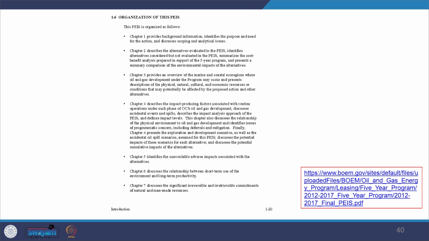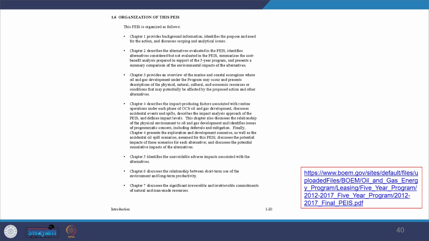Then we see chapter 2 describes alternatives evaluated for this impact statement, so all the alternatives which are considered. Then chapter 3 provides an overview of marine and coastal ecoregions. So what are the different regions, and then what are the physical, natural, cultural, and economic resources or conditions which can be potentially affected by the proposed action.